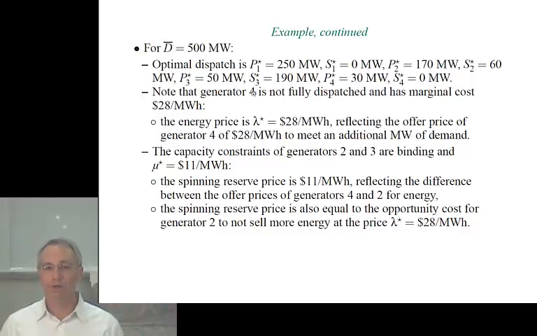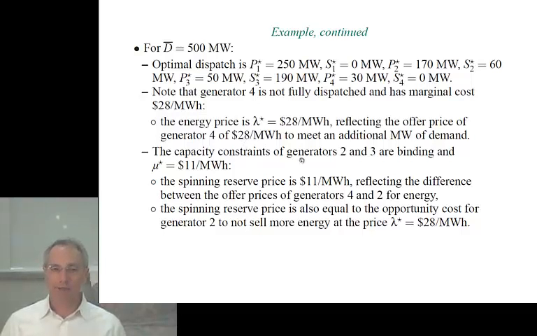Generator 4 is not fully dispatched. It's got a marginal cost of $28 a megawatt hour, and indeed that's the energy price. That reflects the fact that to meet an additional megawatt of demand, we'd use generator 4 that had an offer price of $28 per megawatt hour.